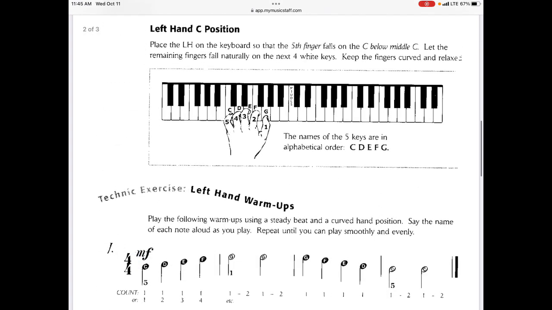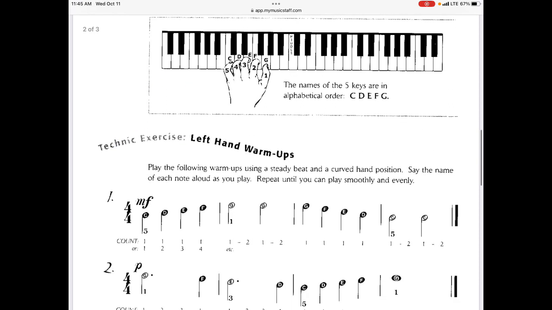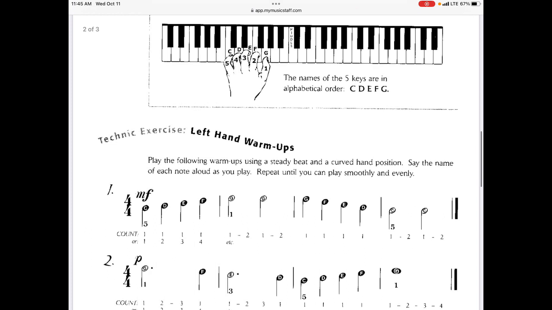For our first exercise, we are going to be working with our left hand to start. So with our left hand, for number 1, our fifth finger is going to be on the C below middle C, okay? So your fifth finger is going to be on C, your fourth will be on D, third will be on E, second will be on F, and first will be on G. You will then follow the rhythmic pattern here, where it's going your 5, 4, 3, 2, 1, 1, 1, 2, 3, 4, 5, 5.